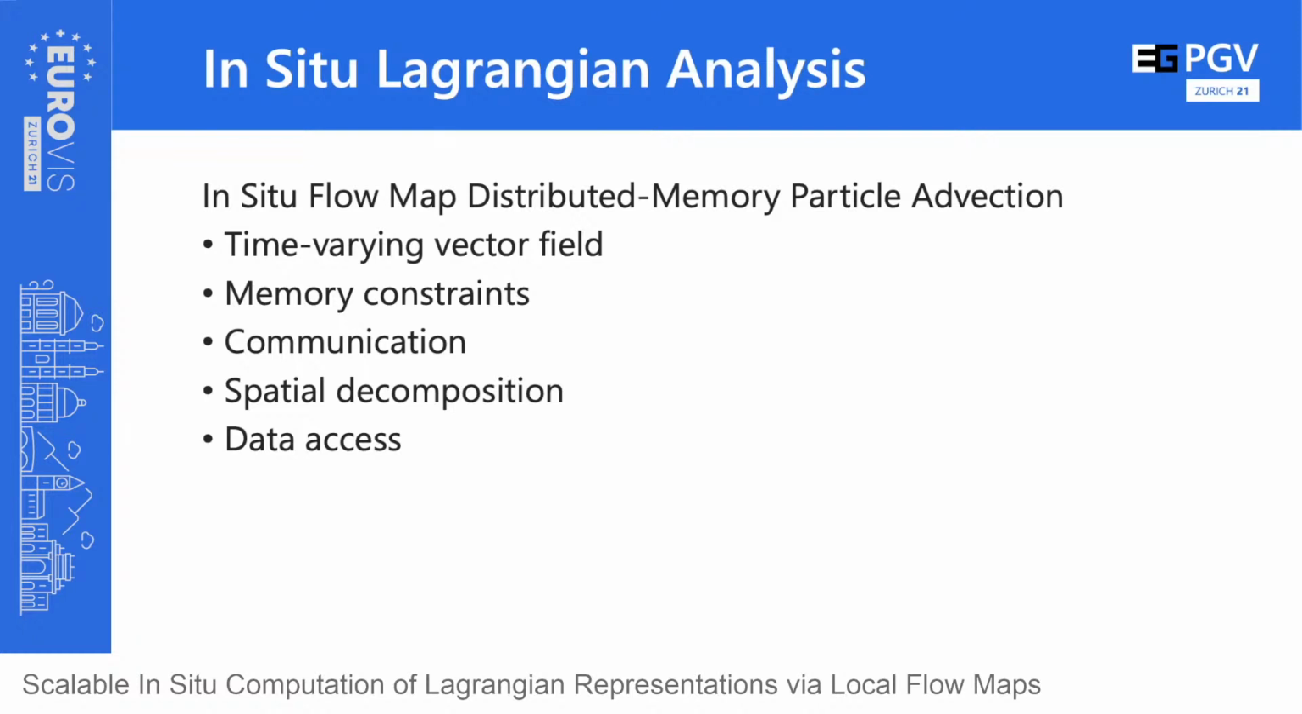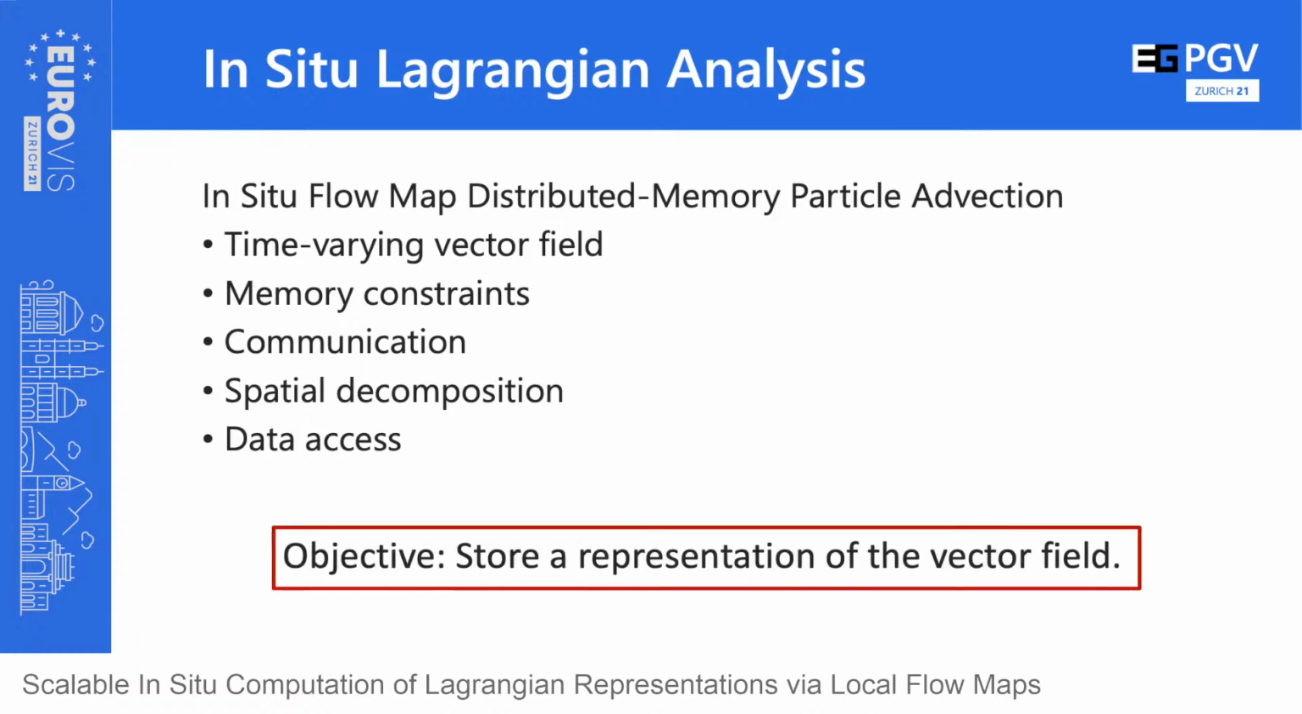The next points are spatial decomposition and data access. When operating in situ, the domain decomposition is determined by the simulation, and typically an in situ analysis task can only access the data of the rank it is operating on. Thus, using techniques like pre-processing or on-demand loading that have been explored for post-hoc analysis don't seem viable in this context. The last point I want to address is not so much of a constraint, but certainly a difference between post-hoc analysis and in situ processing. It's the objective of the task. Our goal here is to store a representation of the vector field. This is different from a post-hoc setting where analysis or visualization are the objectives.